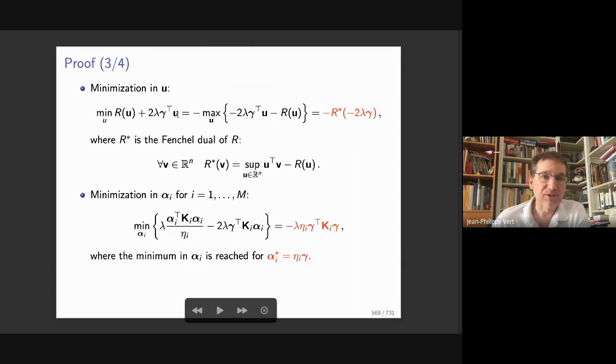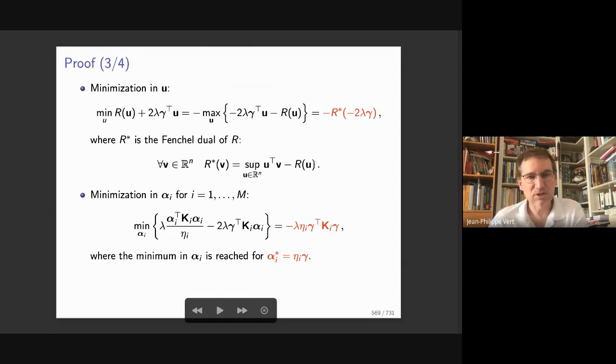So of course, it depends on what you choose for R: the least squares or squared error, the hinge loss, or the logistic loss. But we'll make this a bit abstract and general, because as soon as R is convex, minimizing R plus a linear function of u defines a new function, called a Fenchel dual. For any convex function R, we can define the Fenchel dual, R star of v, as the supremum of u transpose v minus R of u.